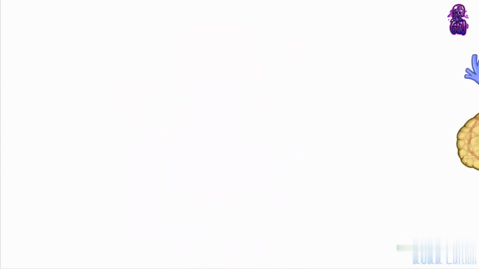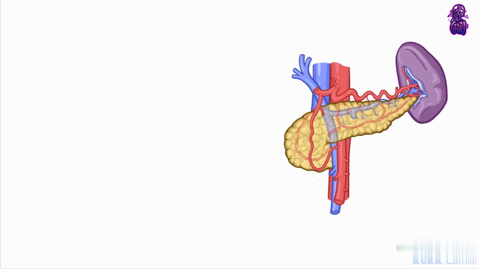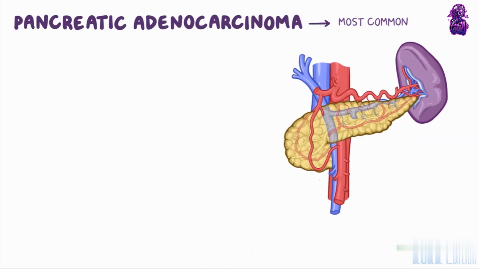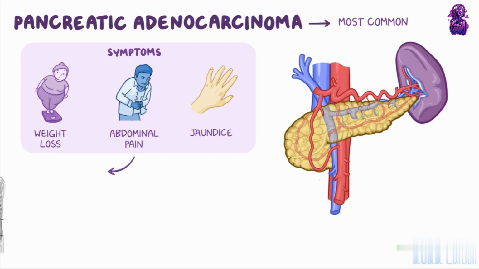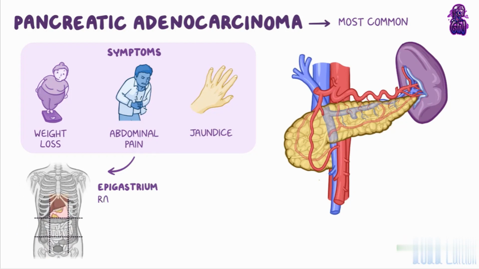One of the most important diseases of the pancreas is pancreatic cancer, of which pancreatic adenocarcinoma is the most common type. Symptoms of pancreatic cancer include weight loss, abdominal pain, and jaundice. Unfortunately, however, it may be asymptomatic and may not be detected until much later in the progression of the disease. Abdominal pain is usually located in the epigastrium and can radiate to the back or sides.